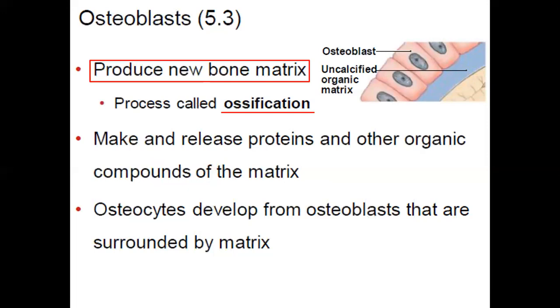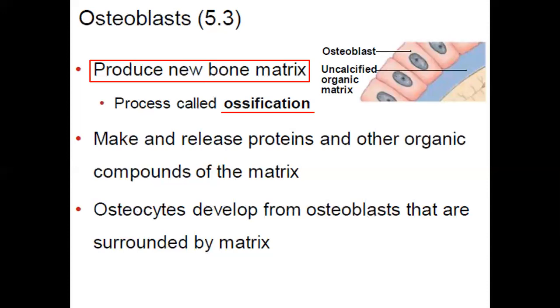Osteocytes can develop from osteoblasts that are surrounded by matrix. So here's what happens. Osteoblasts secrete this matrix, the fluid component of bone. It's called osteoid. That osteoid is basically immature but new bone. And then as an osteoblast secretes this matrix around itself, it actually traps itself in bone. And when it traps itself in bone, the chamber it traps itself in is a lacuna.